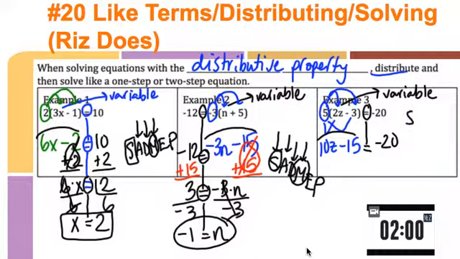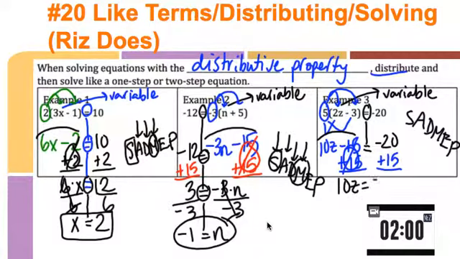I'm going to use SADMAP again. Do I see subtraction on the side of the variable? I do. The thing being subtracted is this 15, so I'm going to go ahead and add 15. I'm going to add 15 here. That creates a 0 pair. So now I've got 10z equals negative 5.